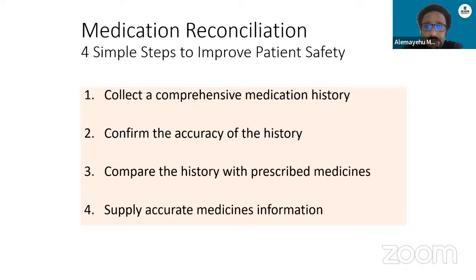Second, confirm the accuracy of the history, because sometimes the medicine may be stopped intentionally. Intentional medication discrepancies are rational. They are not errors, so we need to confirm that. Third, compare the history with prescribed medicines. Fourth, supply accurate medicines information. That means once we make sure that the medicines are the right medicines, we need to supply medication counseling for the patient.